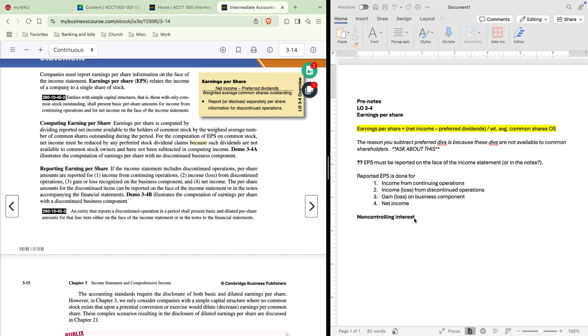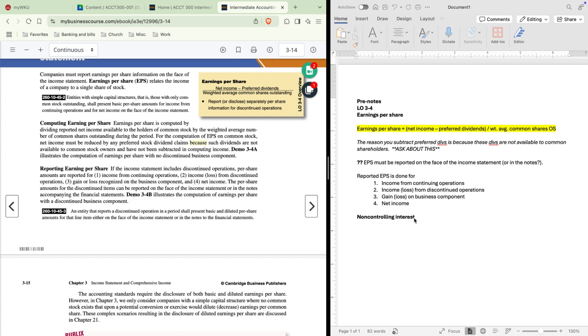When I go to the professor's lecture in the next class, I'm trying to figure out, okay, when I get done with this class, I want to know why you subtract preferred dividends. Like why? Not just that you do, but why. I want to get this clarified about earnings per share. Does it have to be reported on the face of the income statement, or is it optional and it can just be put in the notes?